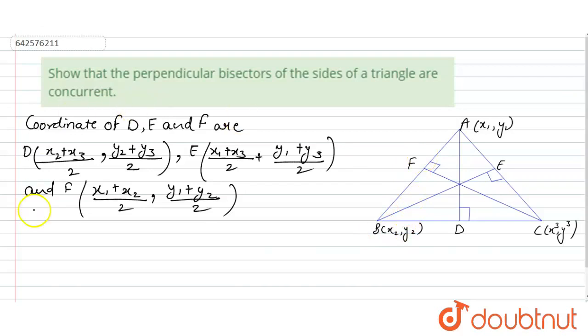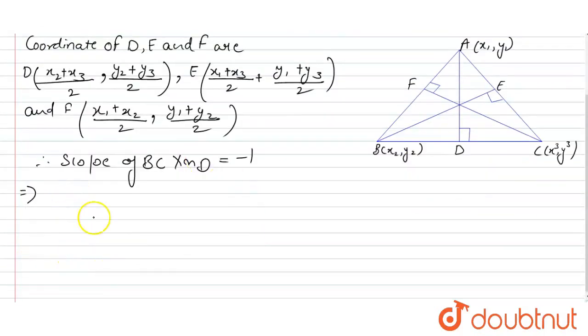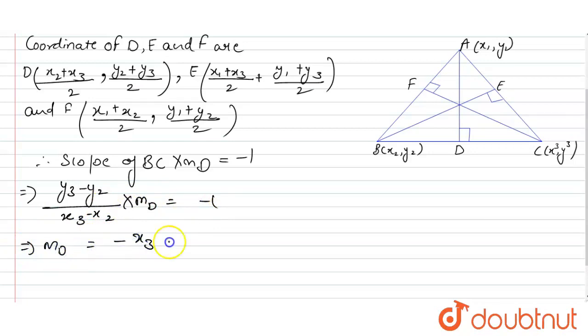So, here we will have slope of BC into m_D equals minus 1, right? Then here what we will get is (y3 minus y2) by (x3 minus x2) into m_D, and here will be minus 1.